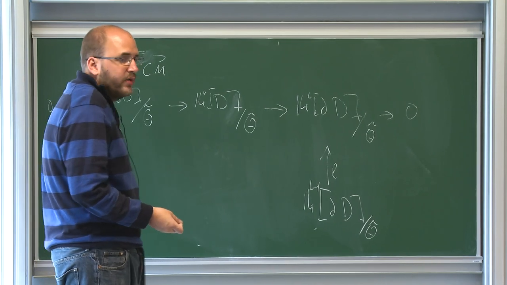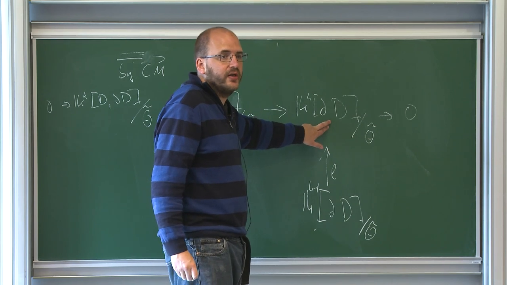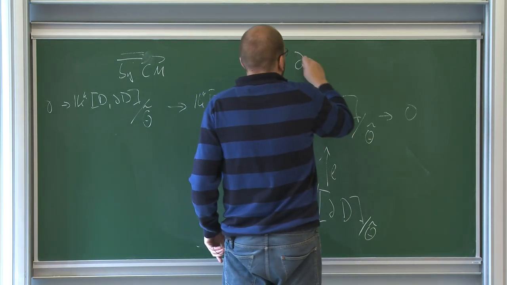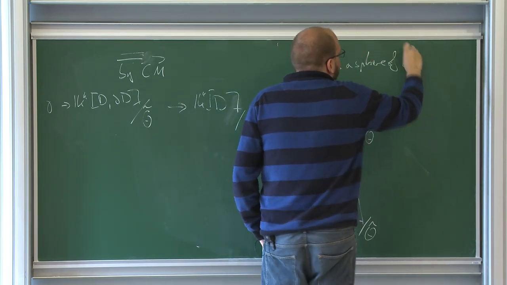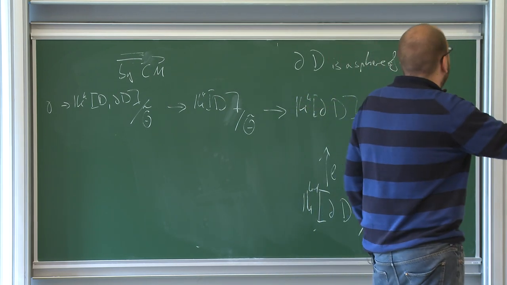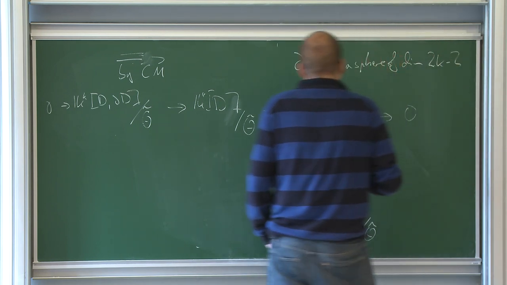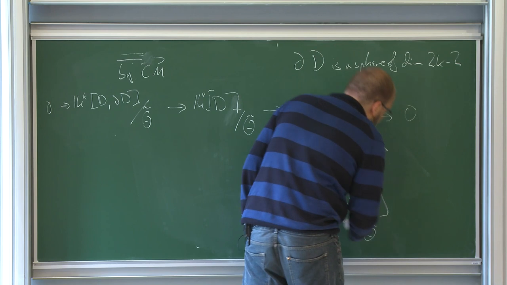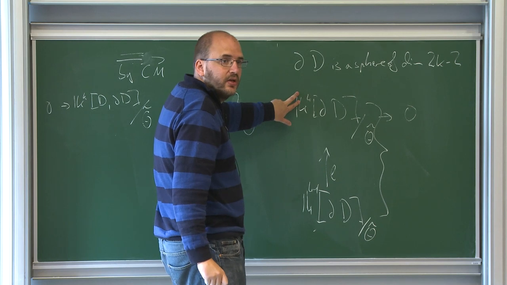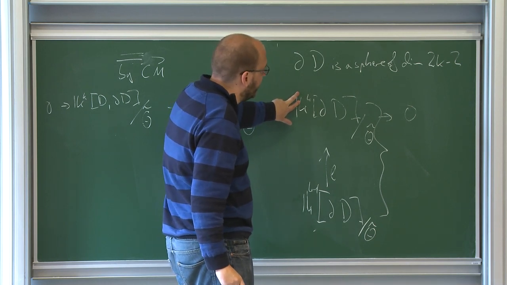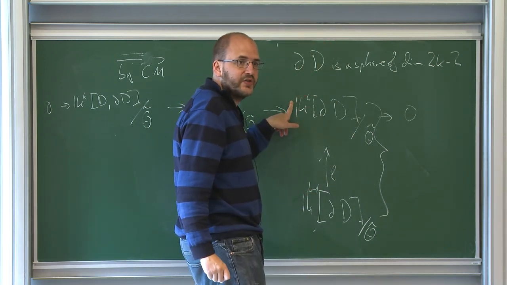In general, there's no reason to expect that this map is injective, but this here is a sphere of codimension 1, right? So this boundary of D is a sphere of dimension. Okay, I started with a sphere of dimension 2k minus 1, so now it's dimension 2k minus 2. Right? So from degree k minus 1 to degree k, these are exactly the Poincaré dual components. The fundamental class lives in degree 2k minus 1, right? So this is exactly the middle Lefschetz map.